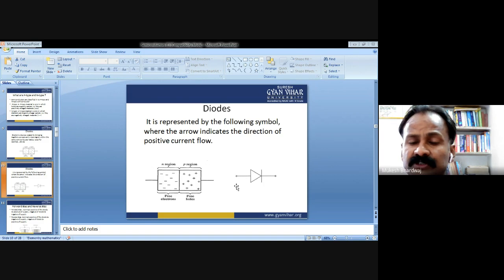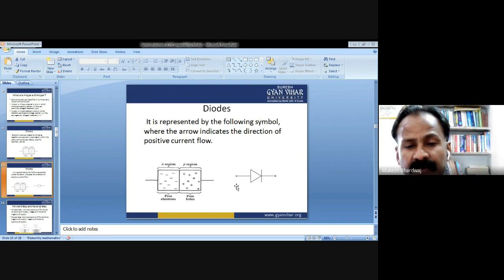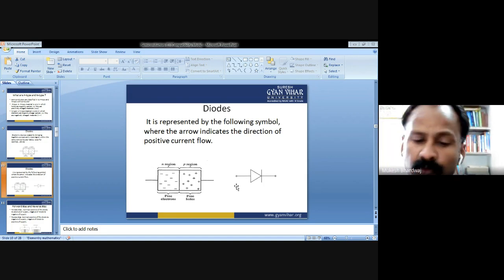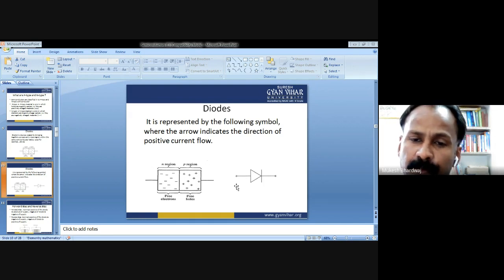But once you change the polarity of the battery across the terminals of the diode, you find that the current does not flow through the diode. That means the diode allows current to flow in one direction only, and in the other direction it does not allow current to flow. Due to this basic property, it is mostly used in all semiconductor and electronic circuitry.